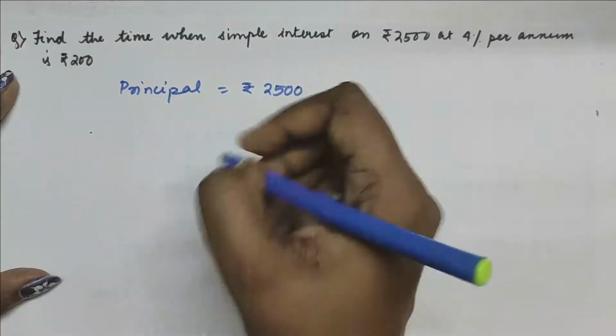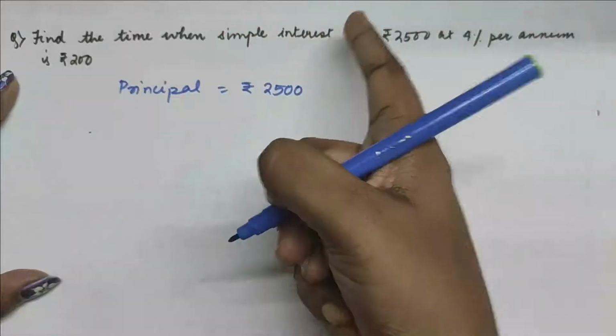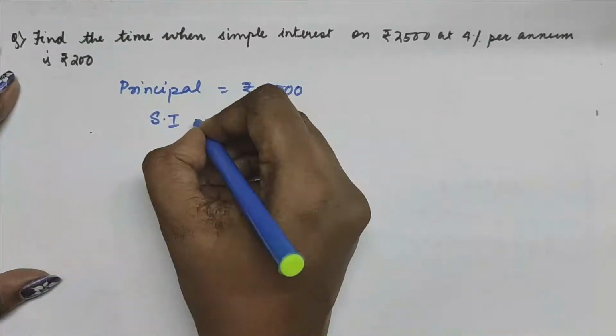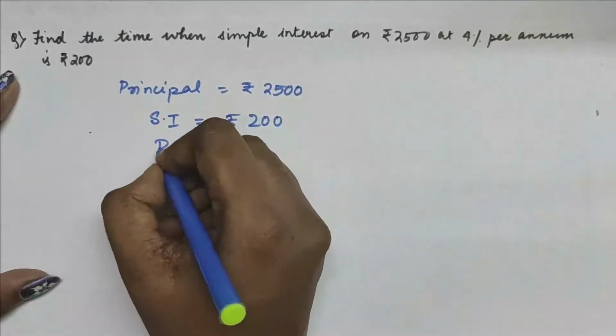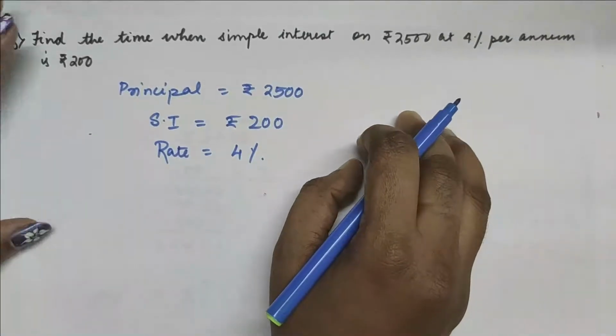Many times students make a mistake in writing this as the simple interest, but it is the simple interest on this much at 4% that is 200. Simple interest is rupees 200. This is percentage, so you can understand this is 4% per annum.